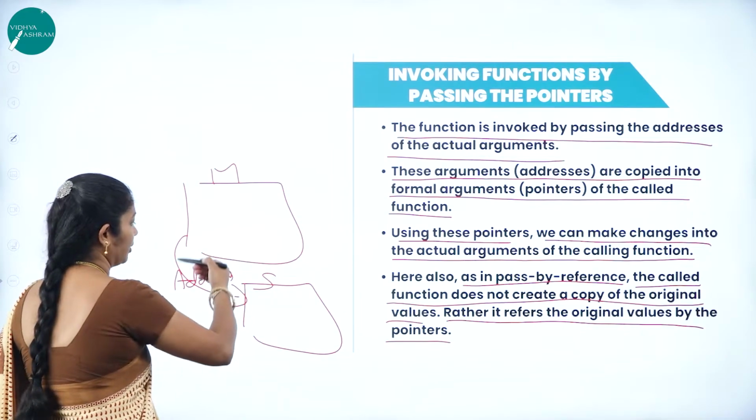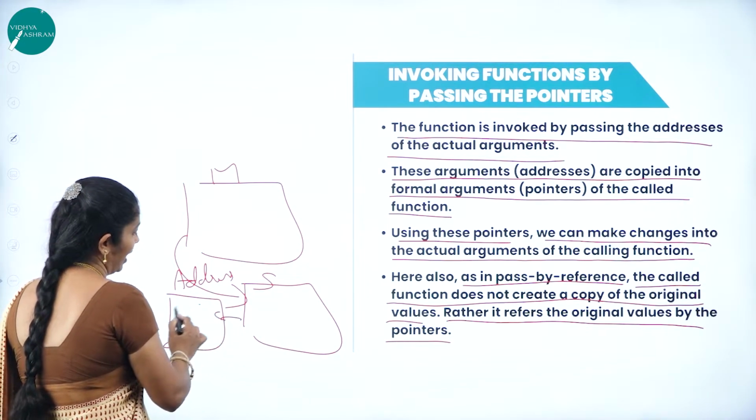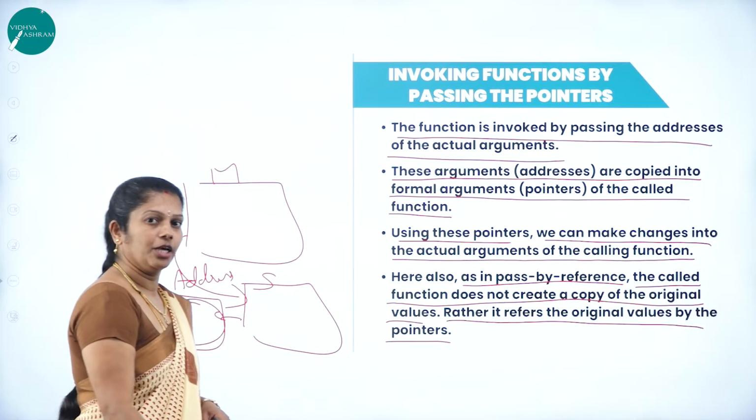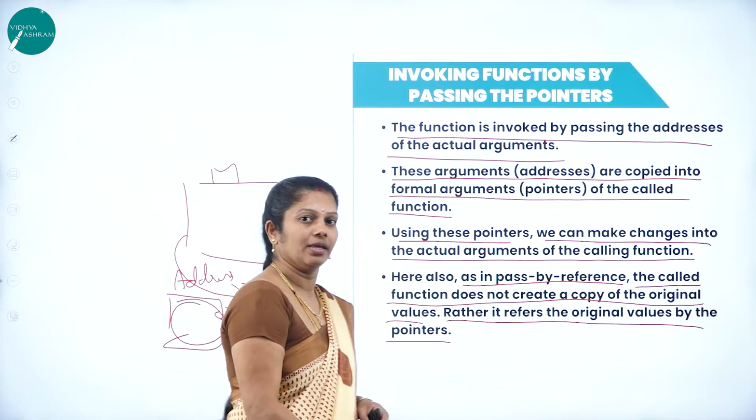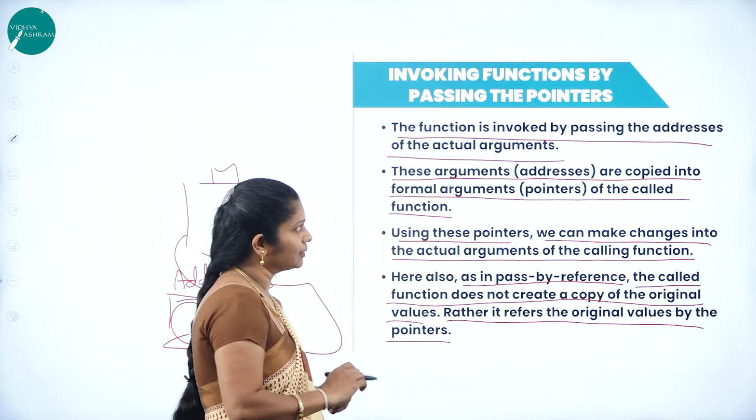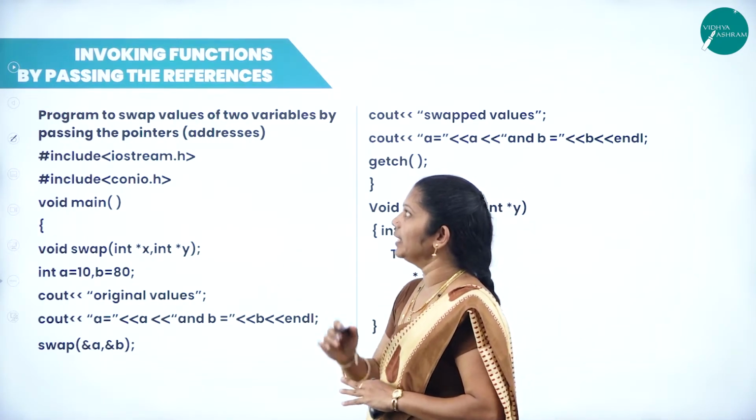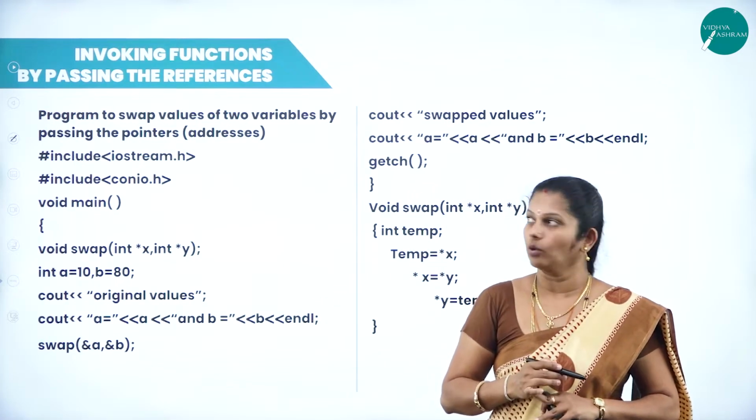By the pointer format, on the address itself, whatever data is there, it takes the same data and works on that. Here also, it will not create its own copy, but takes the data from that address and works on it. Let me explain this with an example program. The same program we will take, but here we are using the pointer concept.